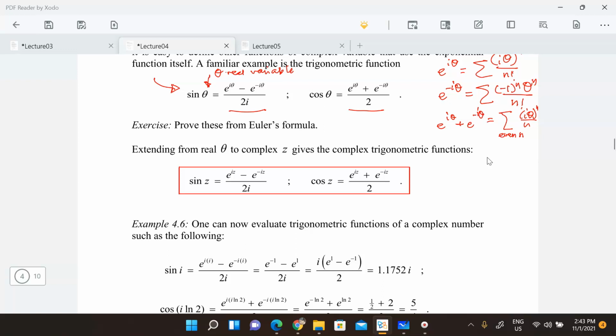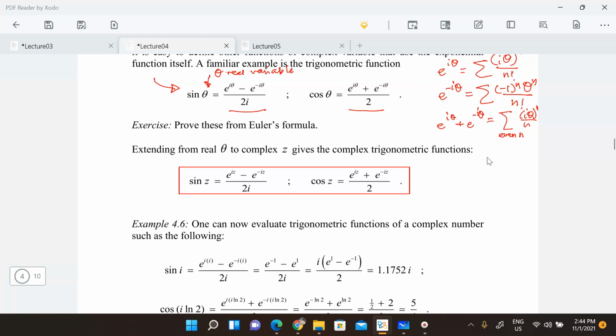Theta is real, but now suppose I want to do sine z, where z is actually a complex number instead. Well, we can just simply adopt the formula that we have over here. Your sine z is given by that, and your cos z is given by that. It's almost the same formula, but it's understood differently now: here theta is real, z is complex.